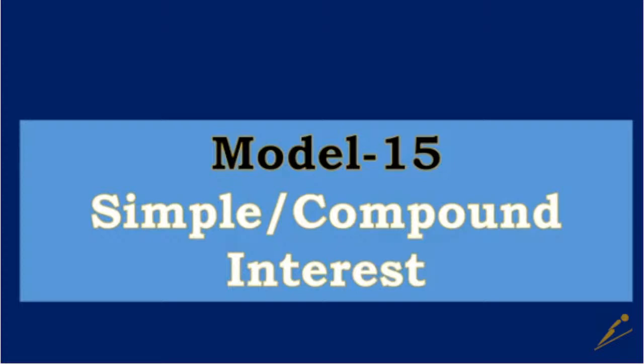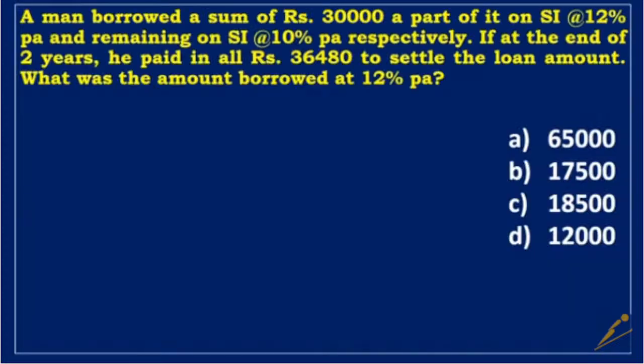A man borrowed a sum of rupees 30,000, a part of it on simple interest at 12% per annum and the remaining on simple interest at 10% per annum respectively. If at the end of 2 years, he paid in all rupees 36,480 to settle the loan amount, what was the amount borrowed at 12% per annum?